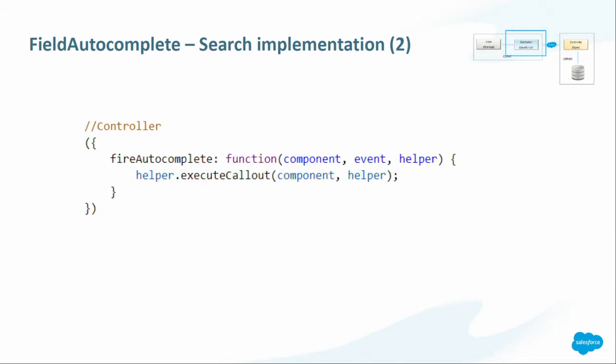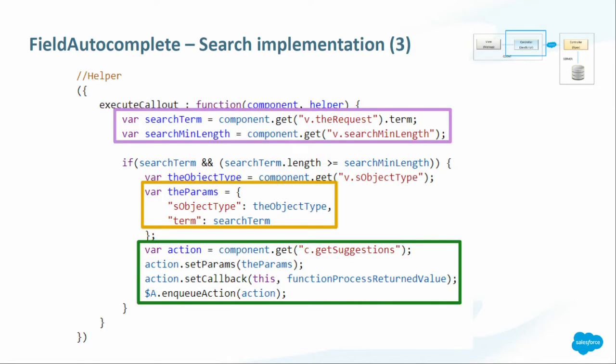So if we see the diagram, we've now moved to the controller side. Those are the JavaScript files in the bundle, in the Lightning component, and the controller usually should only be redirecting your events to the helper. In this case, we're listening to the change on the Boolean attribute, and we are redirecting the action to the helper.